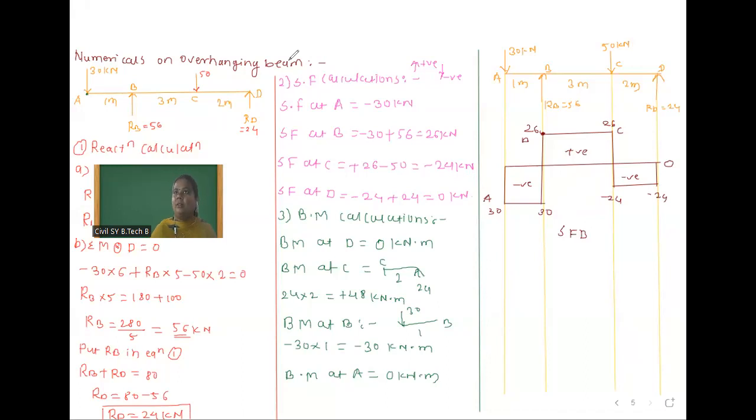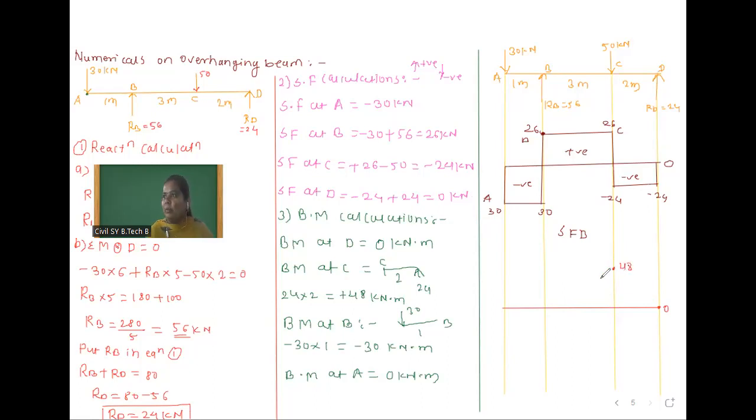Now we will draw bending moment diagram. So I think bending moment values are plus and minus. Both values are there, na? That means bending moment diagram is again above and below baseline. Okay. First we will mark points, then we will draw. Bending moment at D is 0. After that, bending moment at C is 48. So plus 48, above baseline.